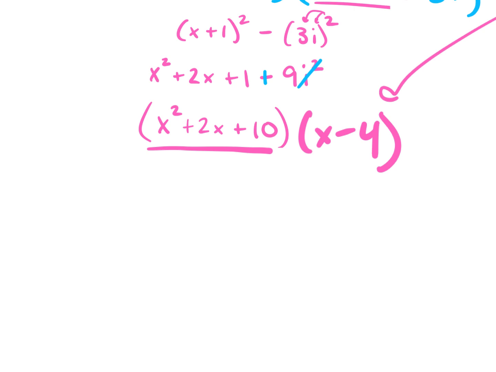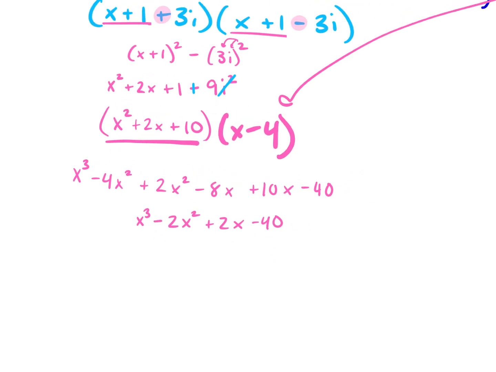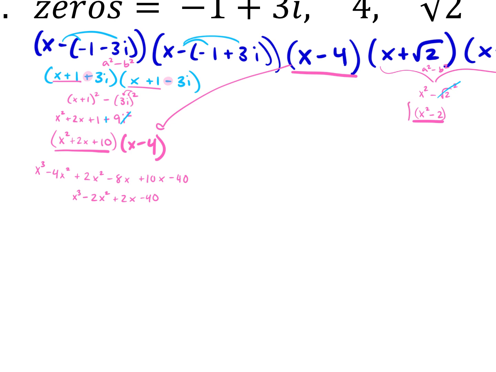So here you just have to make sure everything in the first set gets multiplied to everything in the second. So we have x cubed minus 4x squared plus 2x squared minus 8x plus 10x minus 40. When we combine our like terms, we get x cubed minus 2x squared plus 2x minus 40. And then we still have to multiply this to the third part here. So that x squared minus 2.